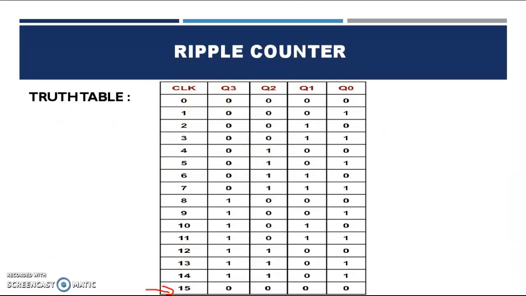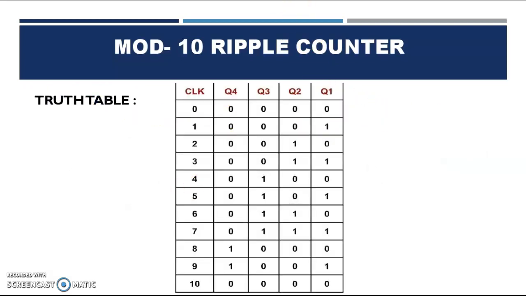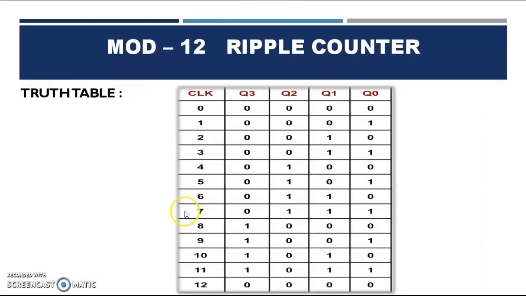Now, let's see the modulo 10 and modulo 12 ripple counter. Modulo 10 is a truncated counter which counts from 0 to 9 states. On the 10th count, it comes back to 0. The modulo 12 counter counts up to the 11th state. On the 12th count, it comes back to 0.